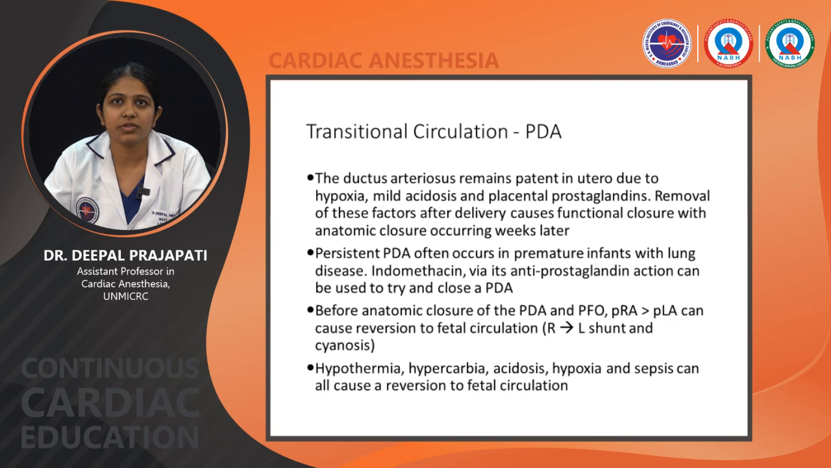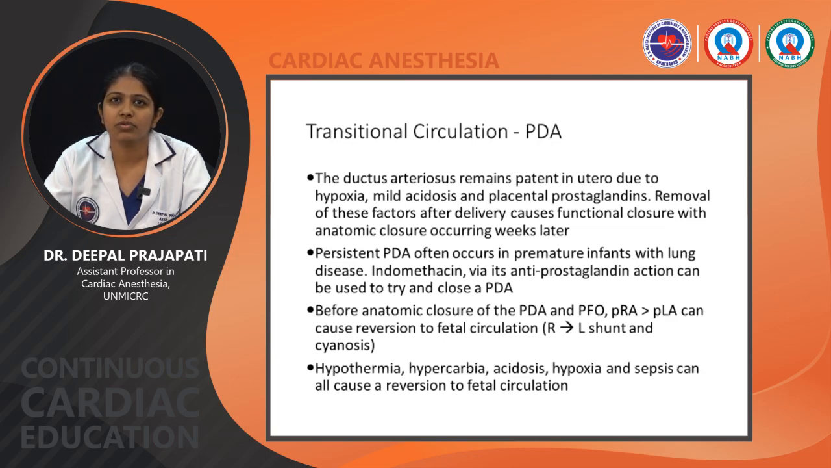The ductus arteriosus remains patent in utero due to hypoxia, mild acidosis, and placental prostaglandins. Removal of these factors after delivery causes functional closure, with anatomic closure occurring a few weeks later. A persistent patent ductus arteriosus often occurs in premature infants with lung diseases. Indomethacin, via its antiprostaglandin actions, can be used to try and close a PDA.